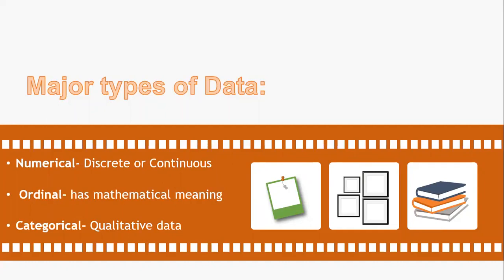Let's see what categorical data is. It's basically qualitative data with examples like age group, race, educational level, etc.